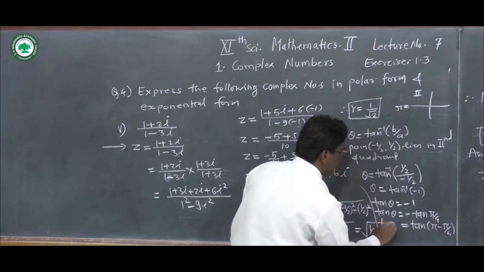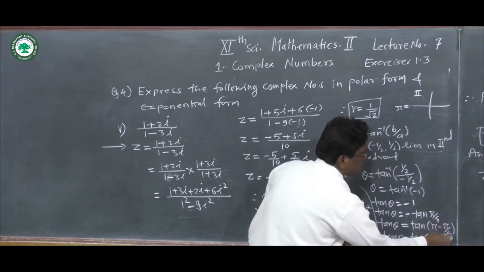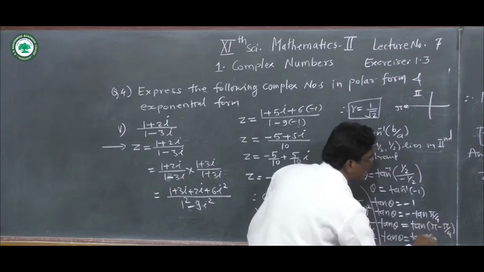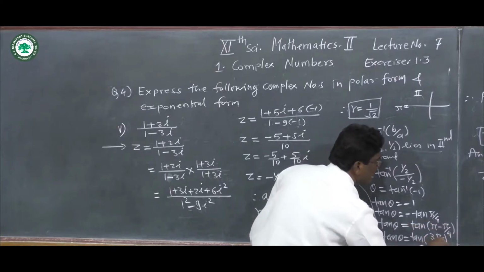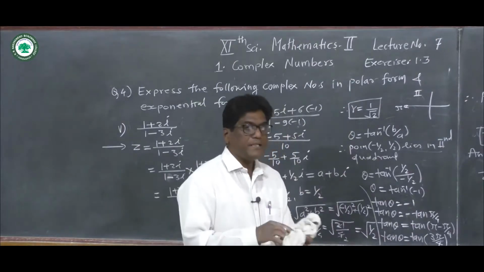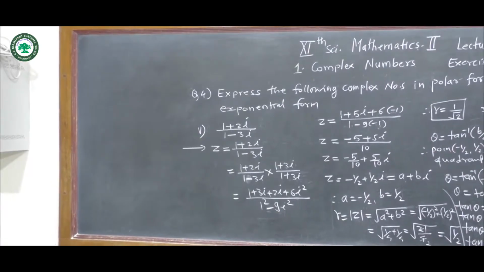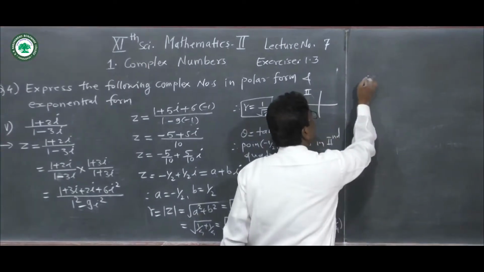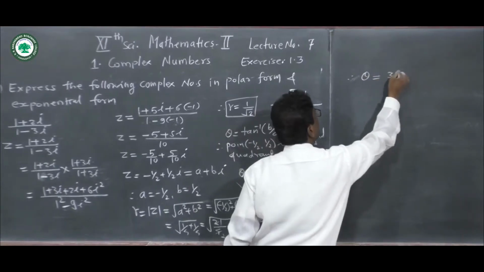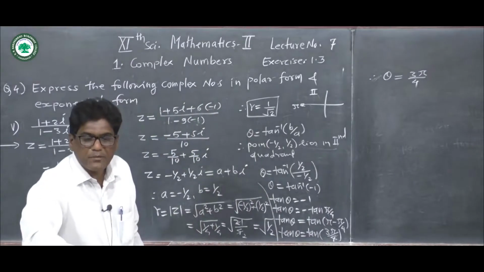This is tan theta. So tan theta is equal to tan of (4 pi minus pi) by 4, that is equal to 3 pi by 4. So tan theta is equal to tan of 3 pi by 4. Therefore theta is equal to 3 pi by 4, as the tan gets cancelled.